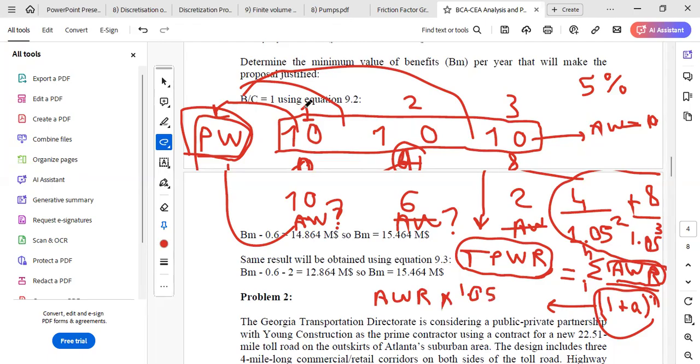If you are doing the analysis for 3 years, so to the power 3 minus 1 over 0.05 times 1.05 to the power 3. And then once you do this, you want to calculate AWR. So you take these terms to the other side, and you can calculate the equivalent constant amount of annual worth reduction per year. Yes, clear. Thank you.